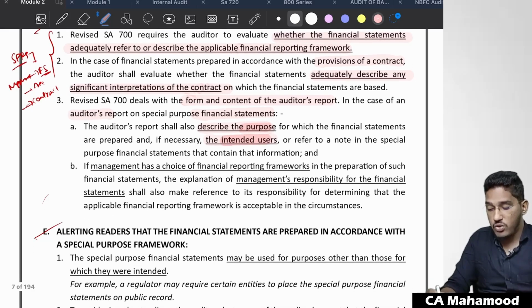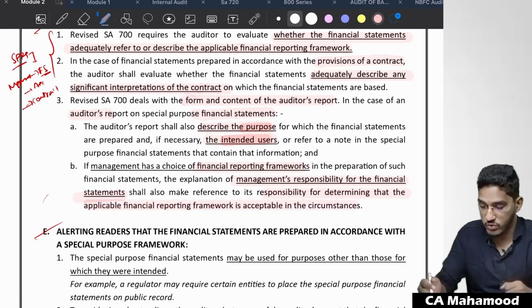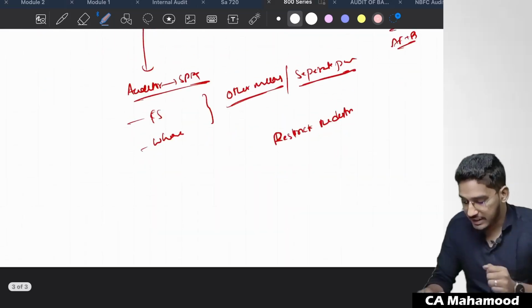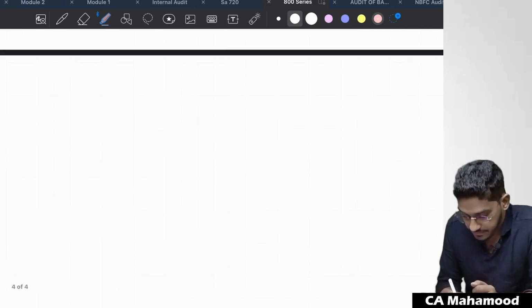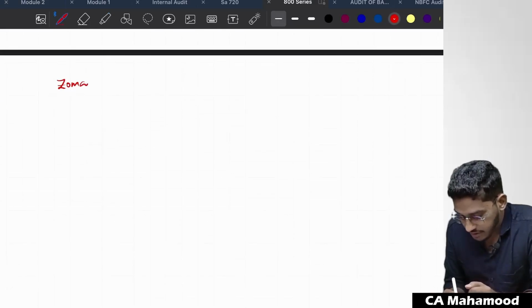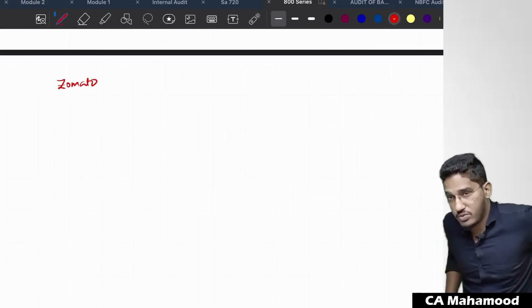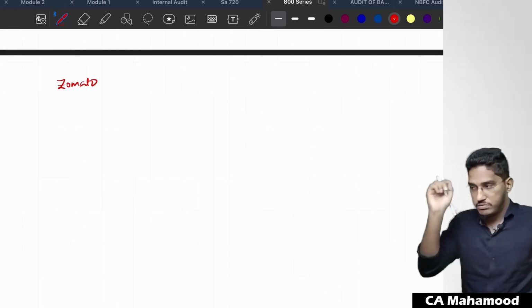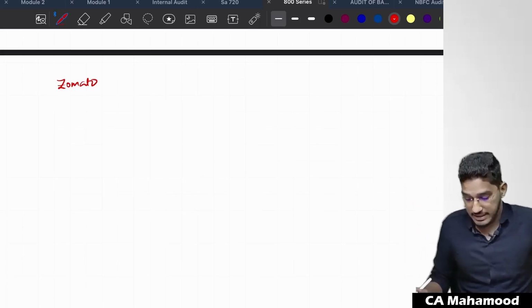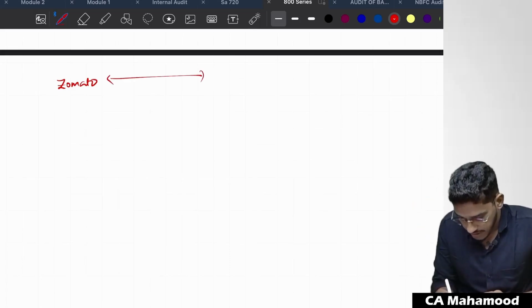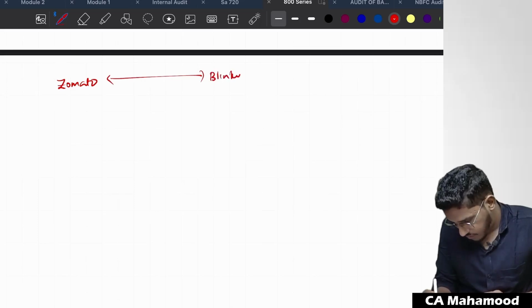If management has a choice of financial reporting frameworks in the preparation of such financial statements, the explanation of management's responsibility for the financial statements shall also make reference to its responsibility for determining that the applicable financial reporting framework is acceptable. Sometimes what will happen is, in the contract also, they have given two options. Take for example, once again I will give you an example. I'm giving you so many examples so that they will strike you in your examination. So between Zomato and Blinkit, they have one contract.